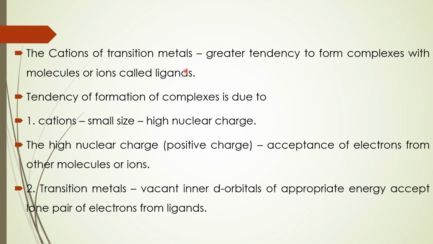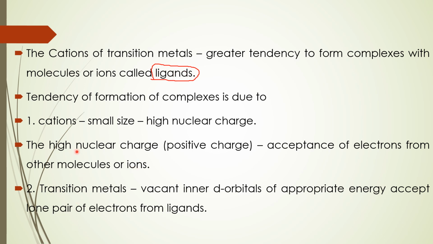Generally, ligands are the ions or the molecules which have the ability to donate a pair of electrons to any acceptor. The tendency of formation of complexes is due to the cations, which are generally small in size and have high nuclear charge. This high nuclear charge makes the acceptance of electrons from other molecules or ions called ligands possible.